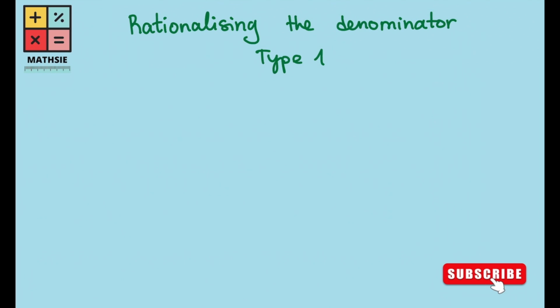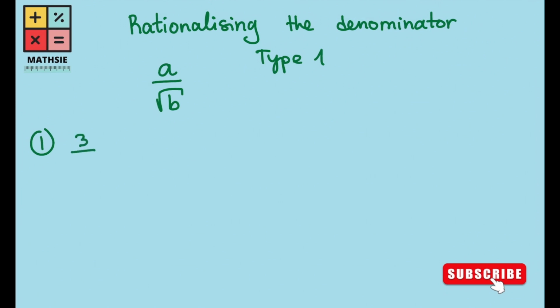Today we're going to look at rationalizing the denominator of type 1. What we mean by type 1 is anything of the form a divided by the square root of b. So what's first of all the meaning of rationalizing the denominator? It means that we don't want to have a surd in the denominator. We want to turn the surd into a whole number by multiplying both the numerator and denominator by the same thing. So let's take a look at an example.